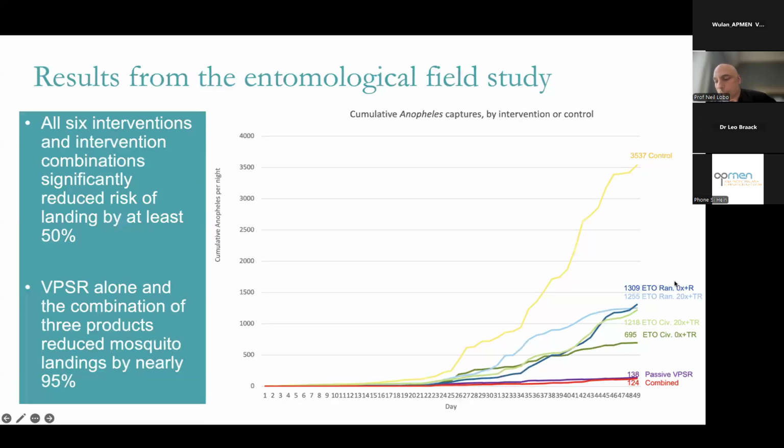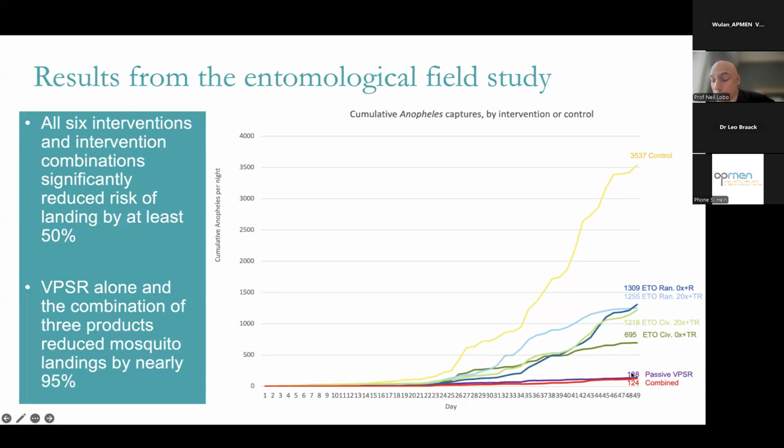What we did is we evaluated freshly used ranger uniforms, which is a 0, and we washed them 20 times to see if the efficacy went down. And of course, both of these were with topical repellents. Those are the blue ones, fresh and washed. And this is civilian clothing, fresh and washed. And as you can see, all these four protected people quite a lot just by themselves from landing. And over here, 124 was all the interventions combined, which is a treated uniform plus the volatile pyrethroid space repellent. And 138 was the space repellent.